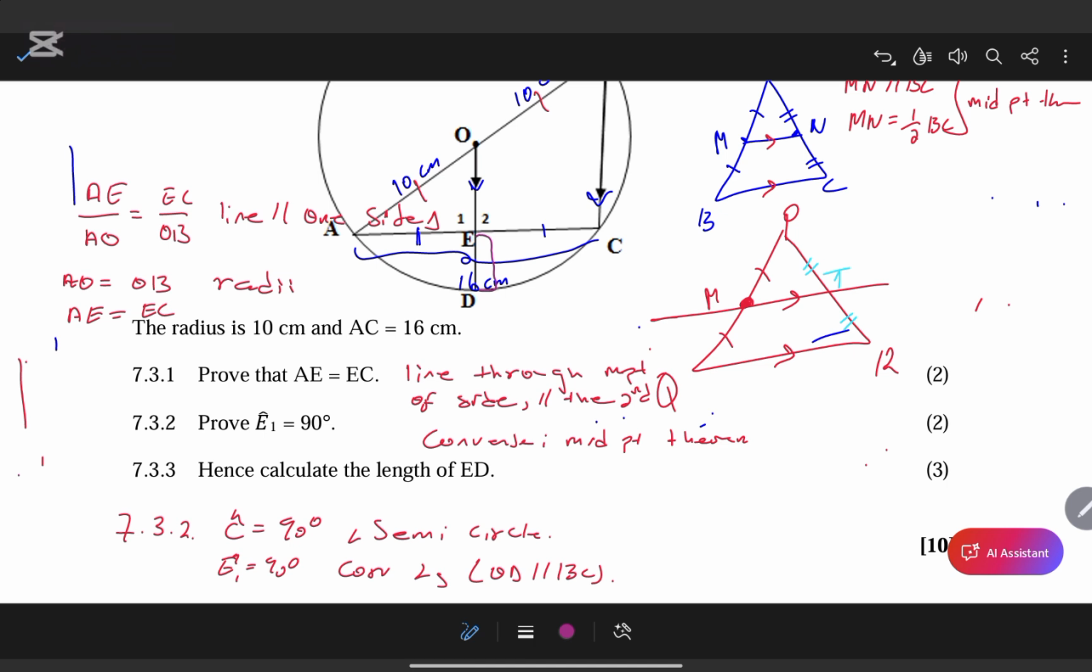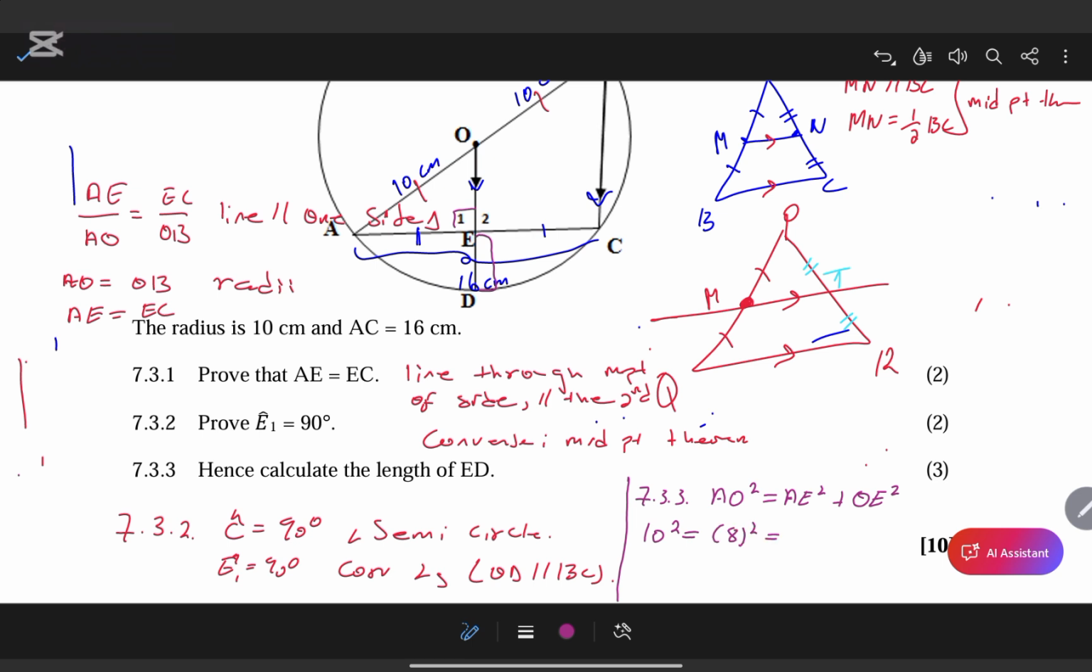So we already found that angle E1 is 90 degrees. Therefore, triangle AOE is a right-angled triangle. Therefore, we can use Pythagoras to determine the length of OE. AO squared is equals to AE squared plus OE squared. Now, OA is 10. What is the length of AE? Since you know E is the midpoint and you were told AC is 16, therefore AE is 8.